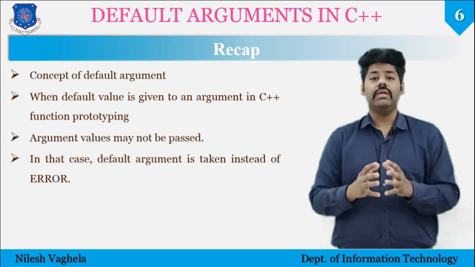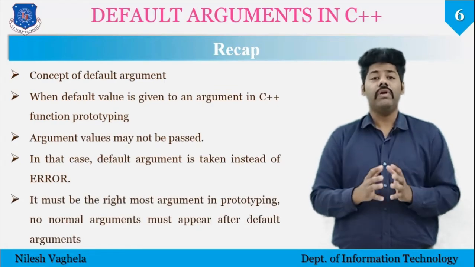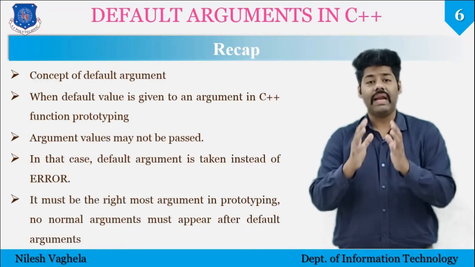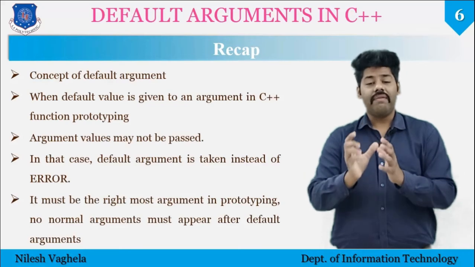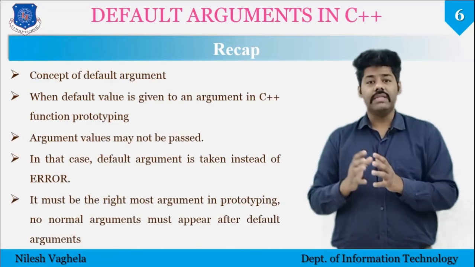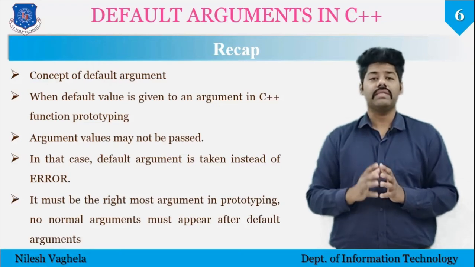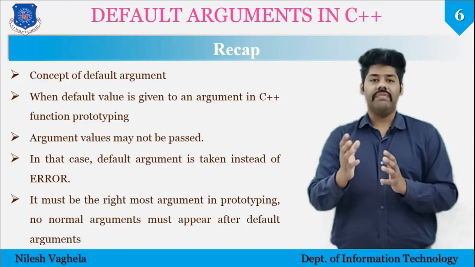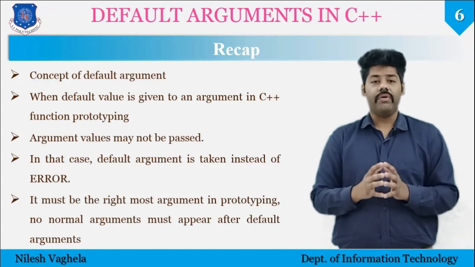Then we have seen one limitation of default argument. What we have seen is that a default argument must be the rightmost argument of your function prototyping. So after a default argument, any argument, if it exists, must be a default argument. A normal argument must not exist after your default arguments, right? So that was the concept of default argument.